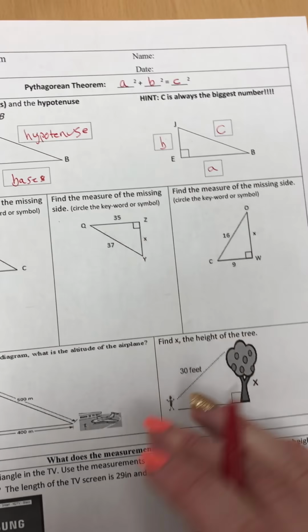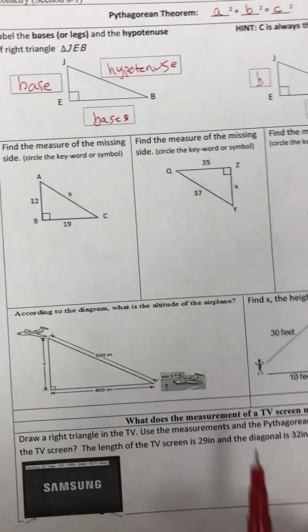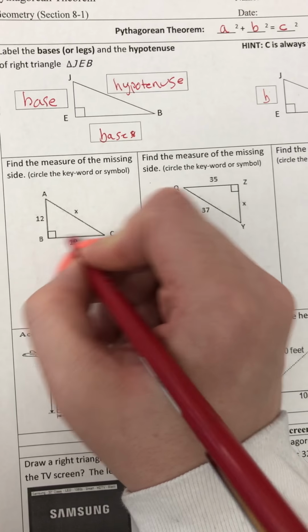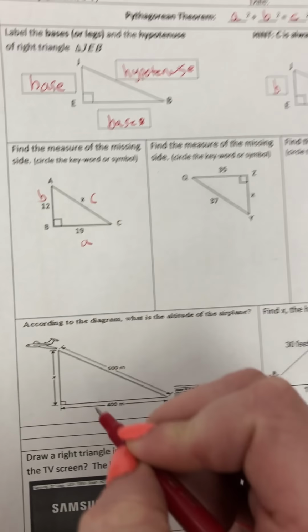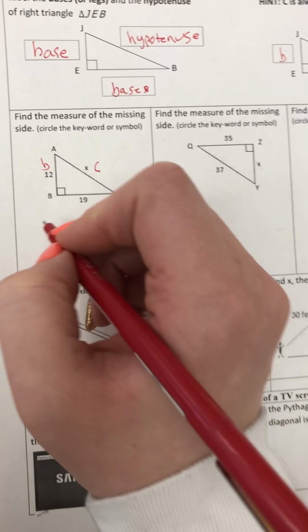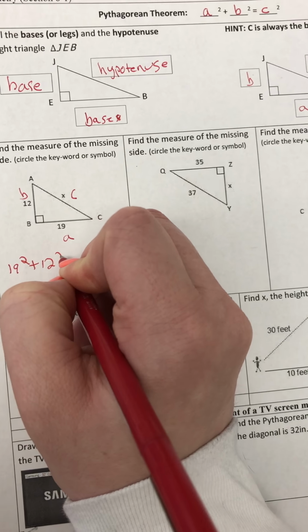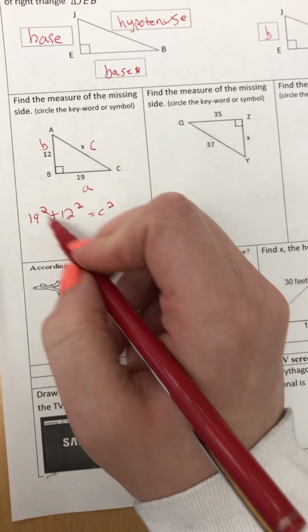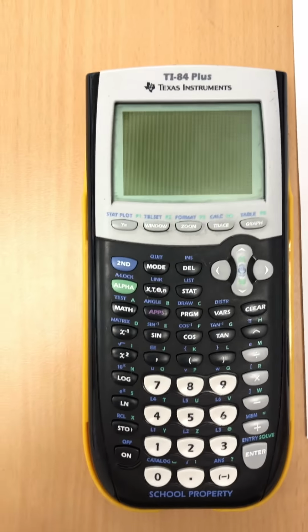So we use this to solve problems where they give us two of the numbers and we have to find the third. So here we have the shortest sides, so we'll label this as A, B, so that means we're looking for C. So I'm going to set it up in my formula. So I'm going to have 19 squared plus 12 squared is equal to C squared. Now when all of the numbers are on the same side, we can just go ahead and put it into the calculator.